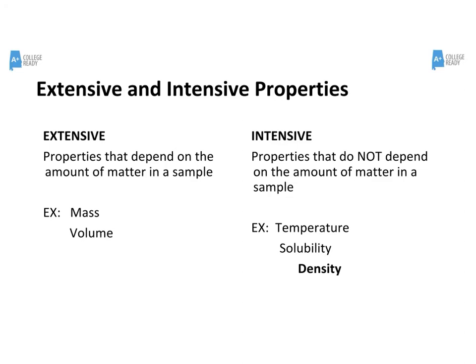Extensive properties are properties that depend on the amount of matter in a substance, for example, mass and volume, while intensive properties do not depend on the amount of matter in a substance, for example, temperature, solubility, and density.